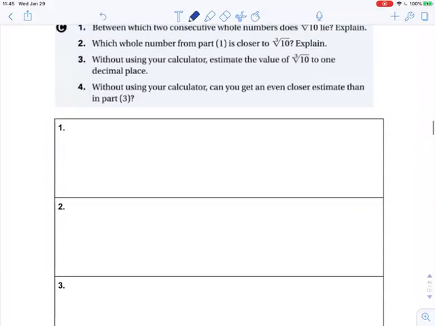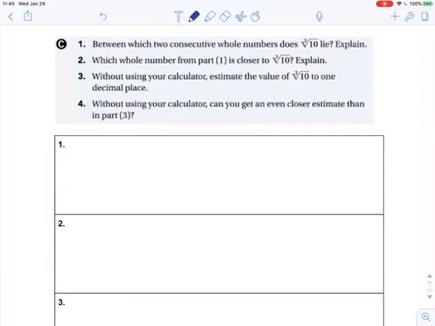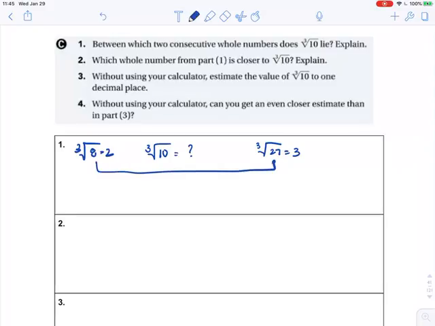Okay, this page you can do on your own. I'll do just question number 1 for you. You can do 2, 3, and 4 on your own. It's a lot like what we did before. We were estimating. Okay, they're asking for the cube root of 10. Okay, that I don't know, but I do know the cube root of 27 is 3, and the cube root of 8 is 2. So I know that this is between 2 cubed and 3 cubed.